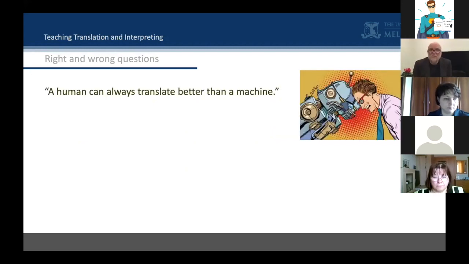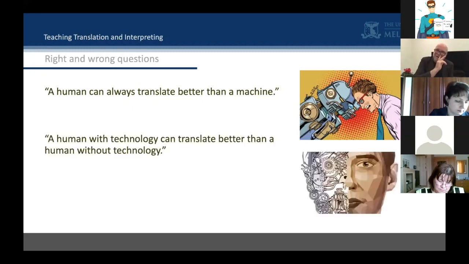When meeting resistance, you have to avoid, I think, oppositional statements like this. And I have this in my class. A human can always translate better than a machine. Or I've had students say, when I teach post-editing, I came here to be a translator, not a post-editor. Fair enough, good. I tell that student, go, don't use machine translation. You can go ahead and translate from scratch if you like, okay? Post-editing is the correction of machine translation. Now, the retort here is, I think, that a human with technology can translate better than a human without technology.